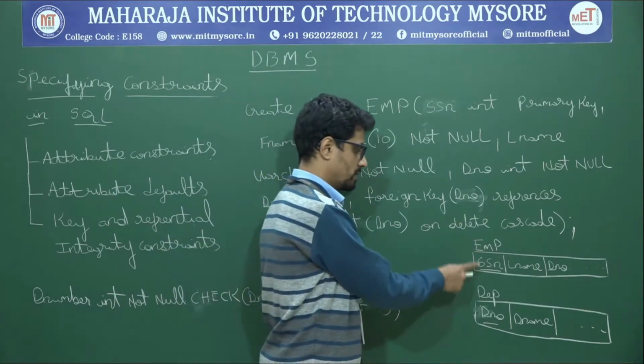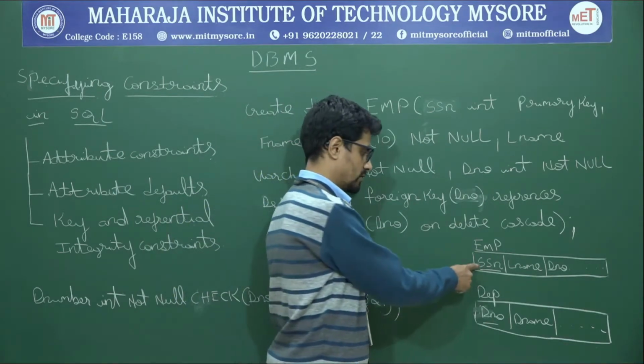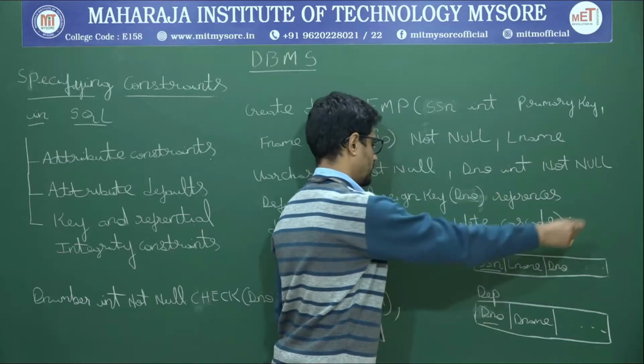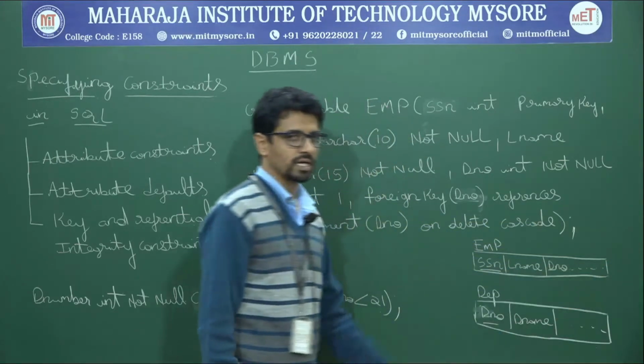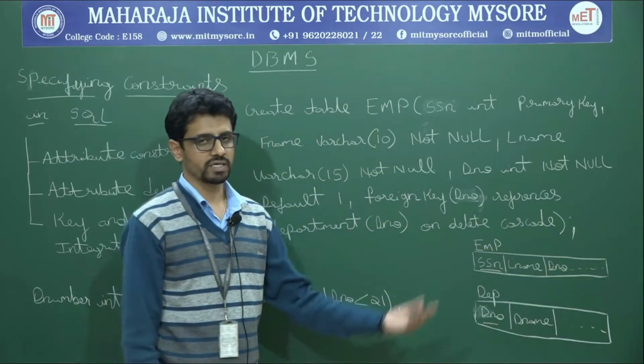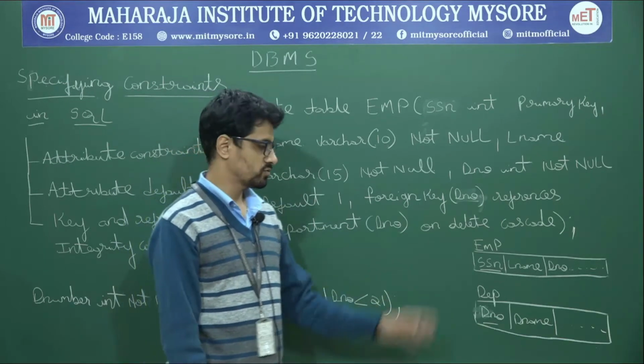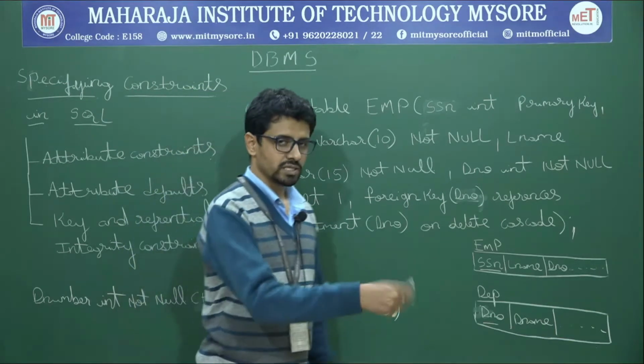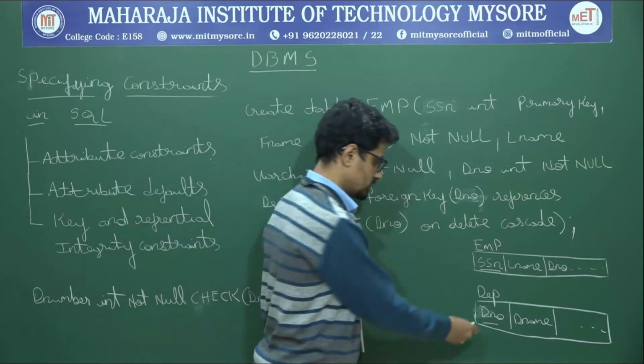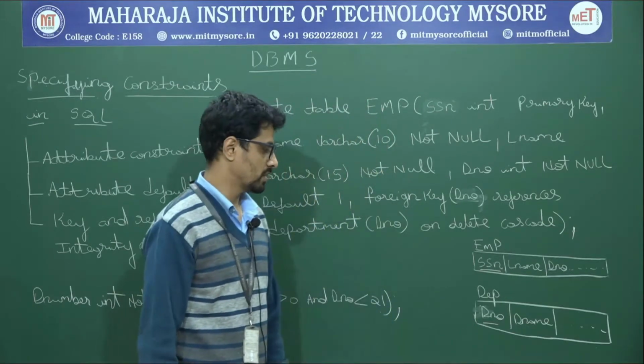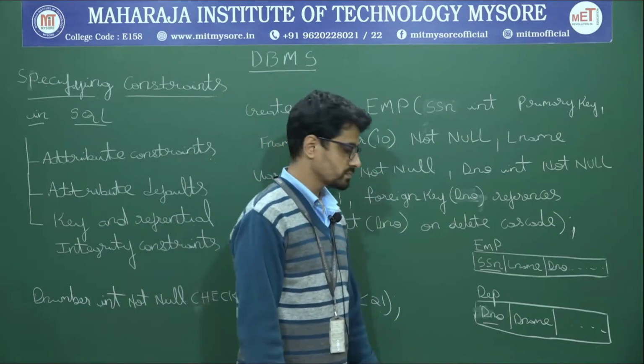There is an employee table with SSN as the key attribute, last name, first name and department number. There are some more attributes still: salary, birth date, address, super SSN, and so on. We will see those examples in the coming video lectures. In this case, I have a department table also with department number.